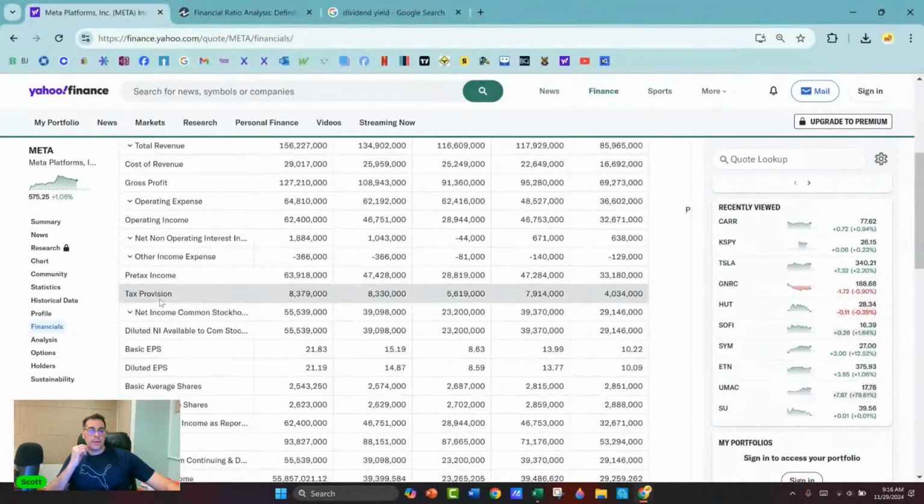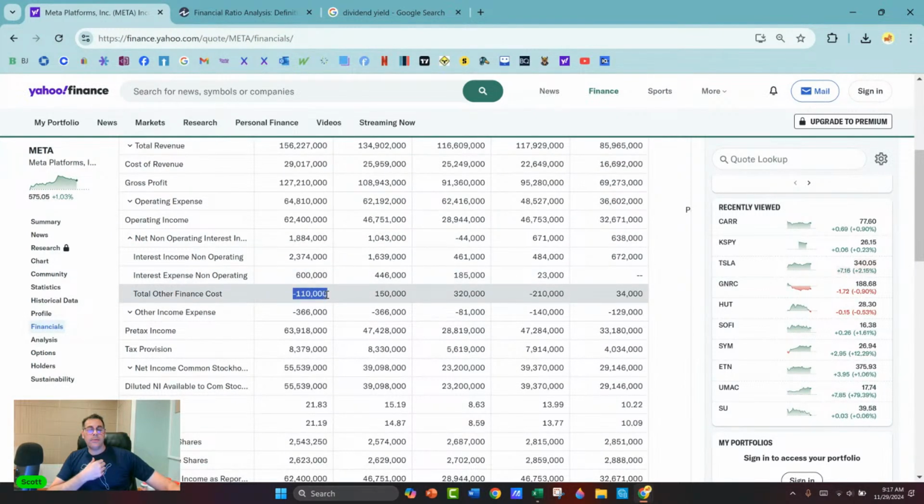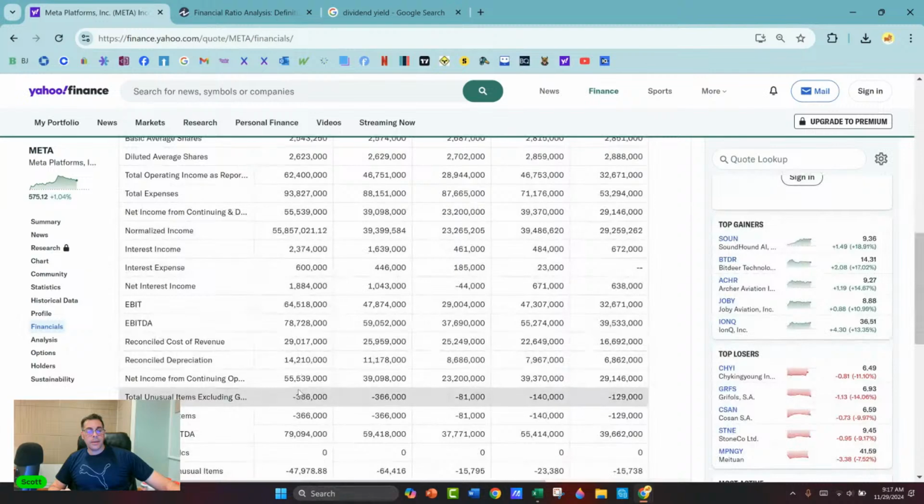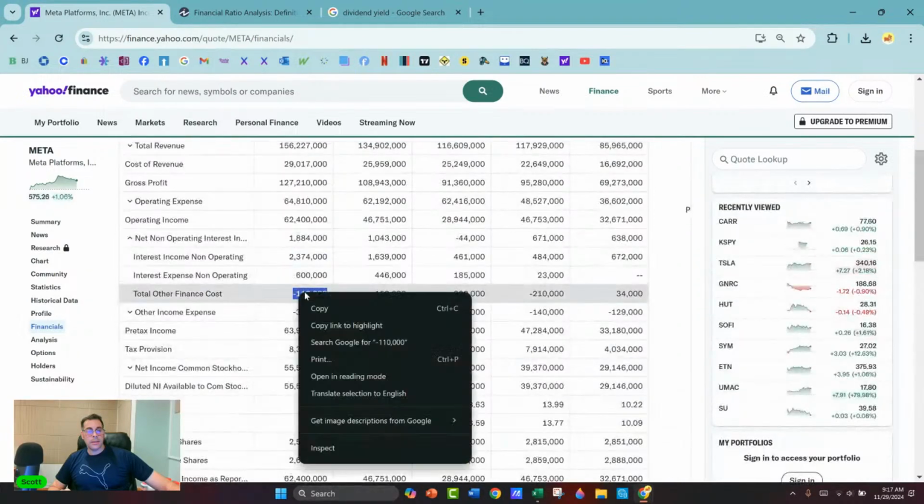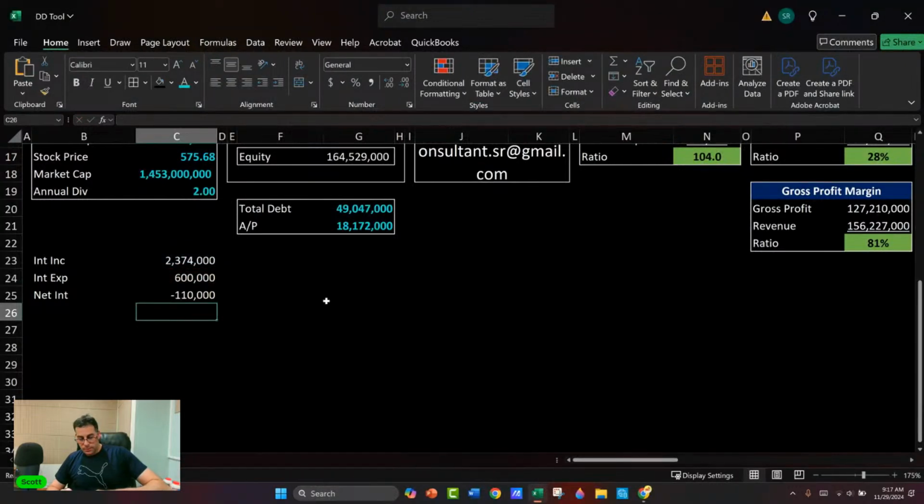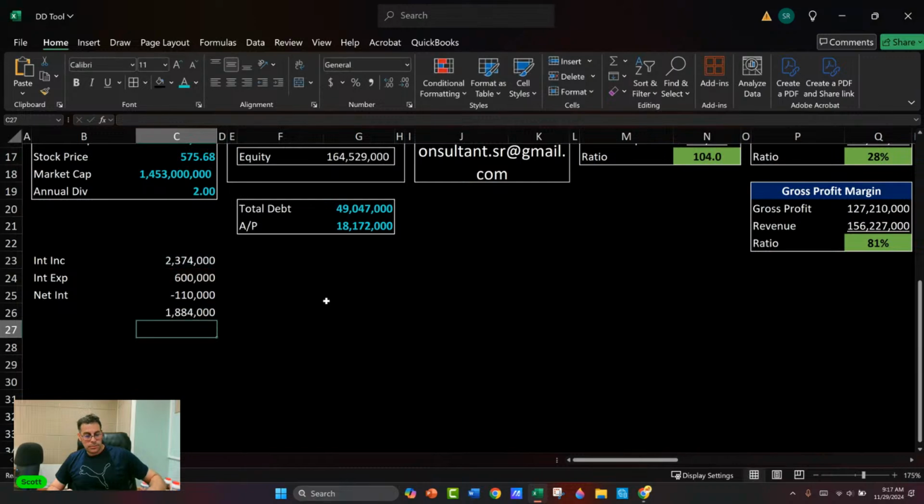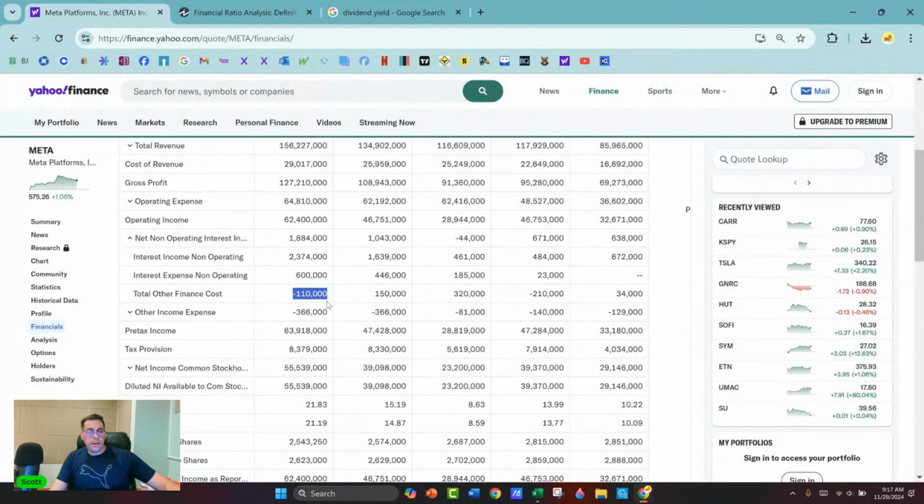And then later on, I clicked on this button and I see the difference, because there's this negative 110 million in other finance costs. That's part of the calculation, which is not down here. So when you add that negative 110 million, now it's 1884, which matches the income statement.